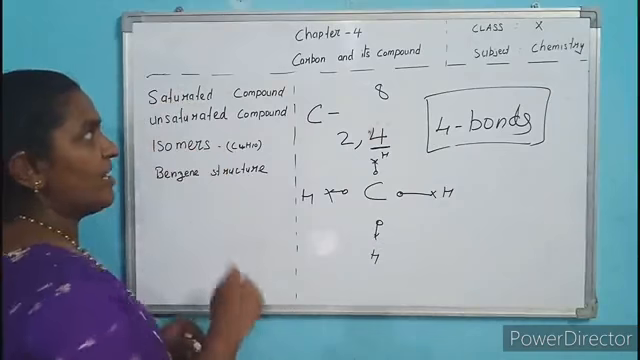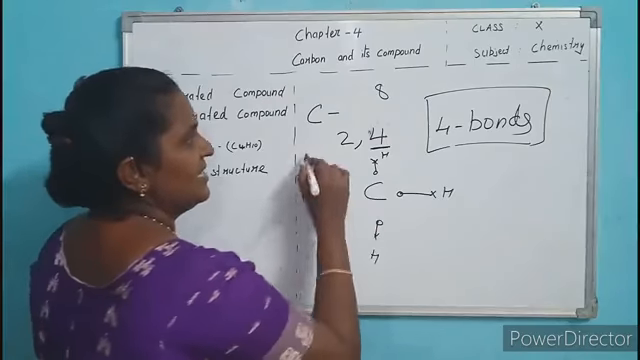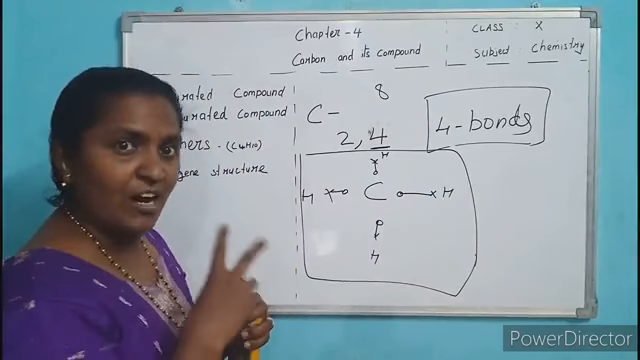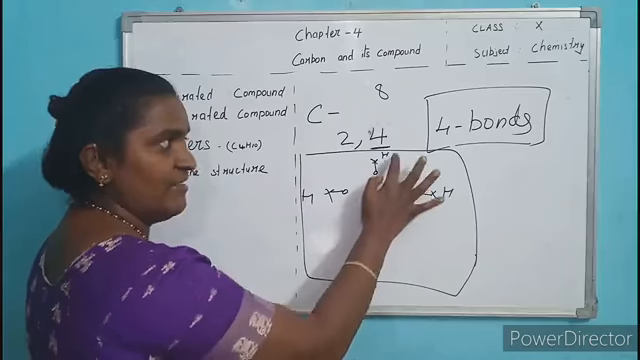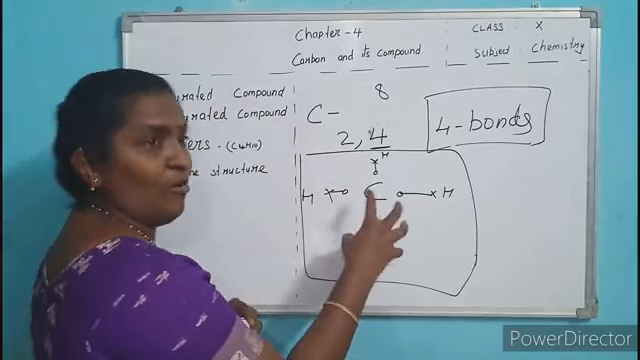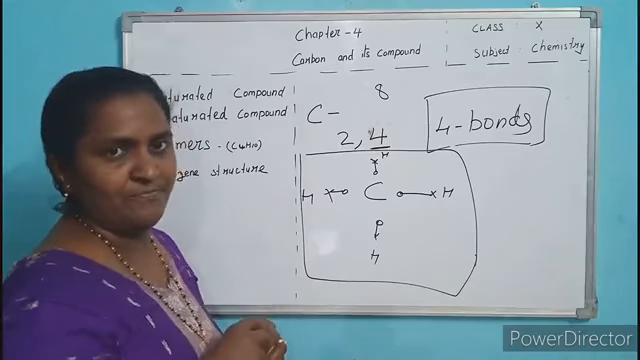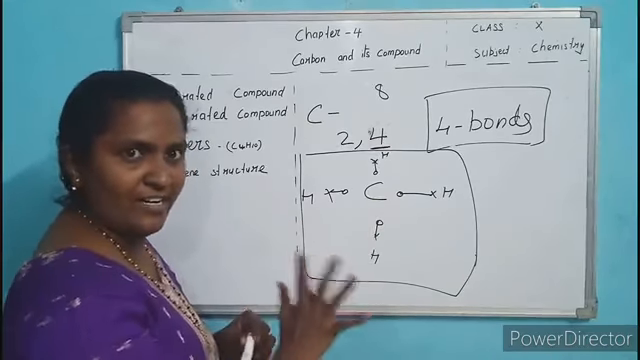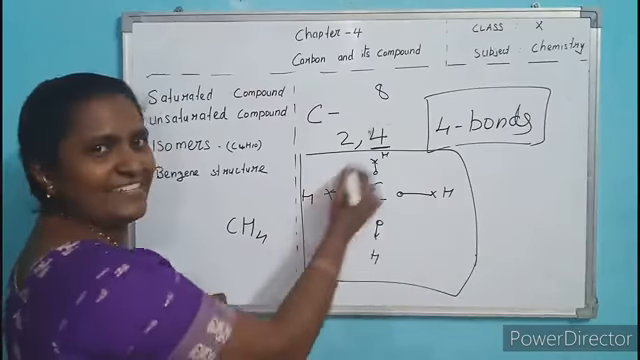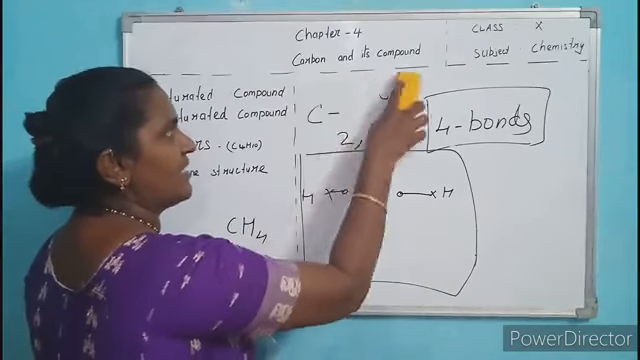Now what is saturated compound? It is a compound because it is made of 2 kinds of atoms or 2 kinds of elements. One is carbon, the other one is hydrogen. So it is a compound. But it is a saturated organic compound. Carbon compounds are called organic compounds. The compound formula is CH4. C with 4 hydrogen.